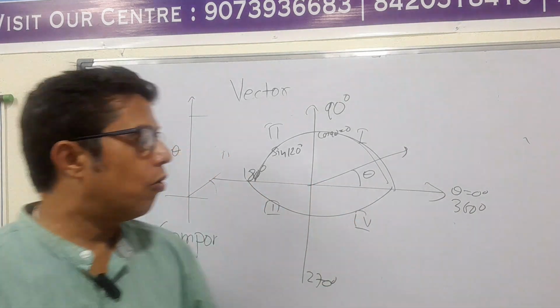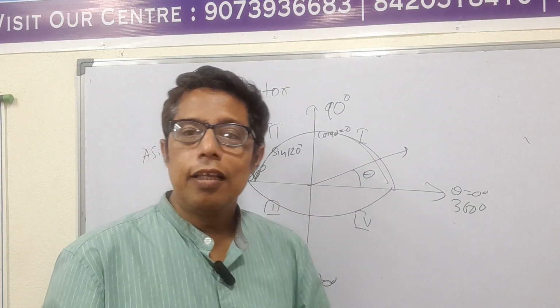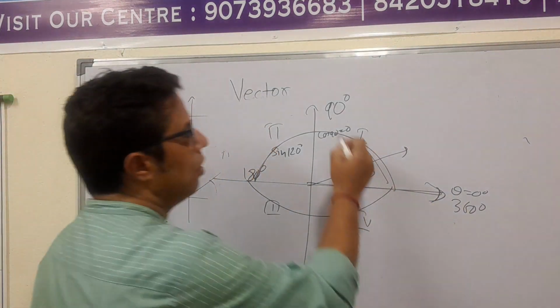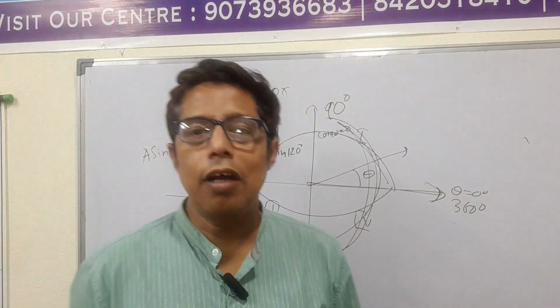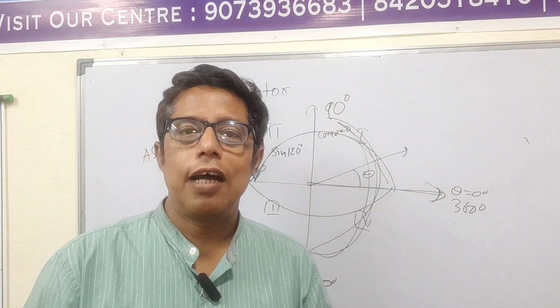Similarly, cos is positive in this and this quadrant, because cos means the base by hypotenuse. If you take the x-axis as the base, cos theta will be positive here. So this is the funda you can use to build confidence, right?